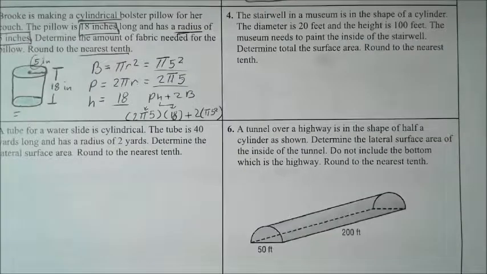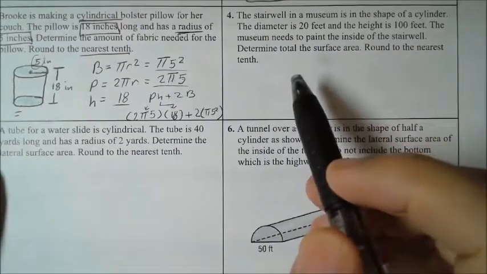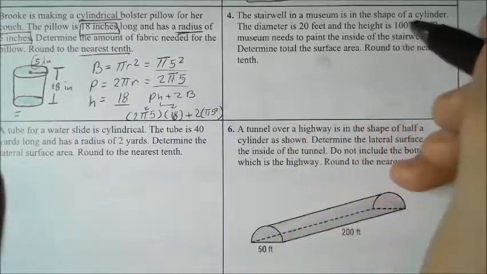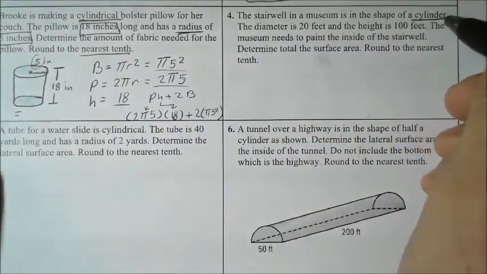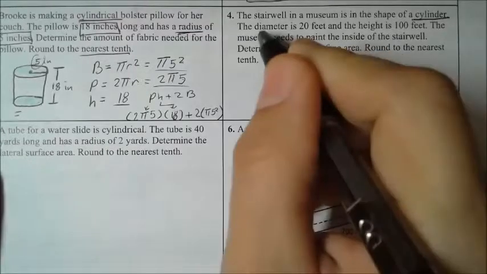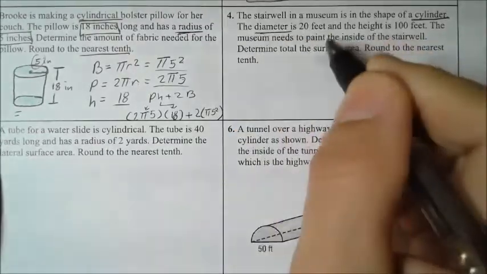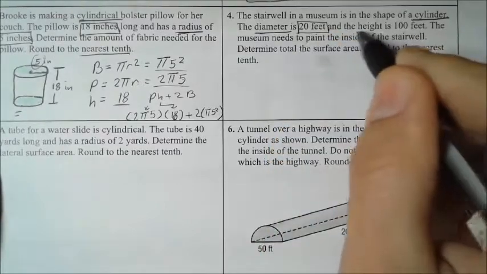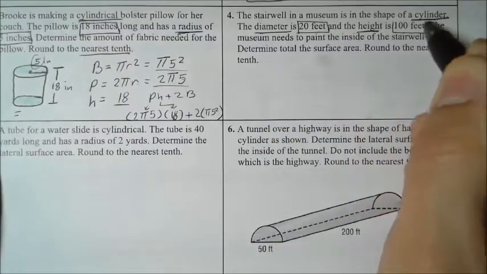Alright, let's look at our final one. And the rest you're going to do on your own. So on number 4, it says the stairwell in a museum is in the shape of a cylinder. It's a key word, so we underline it. The diameter, underline it, is 20 feet. We're going to box that. And the height, underline, is 100 feet.